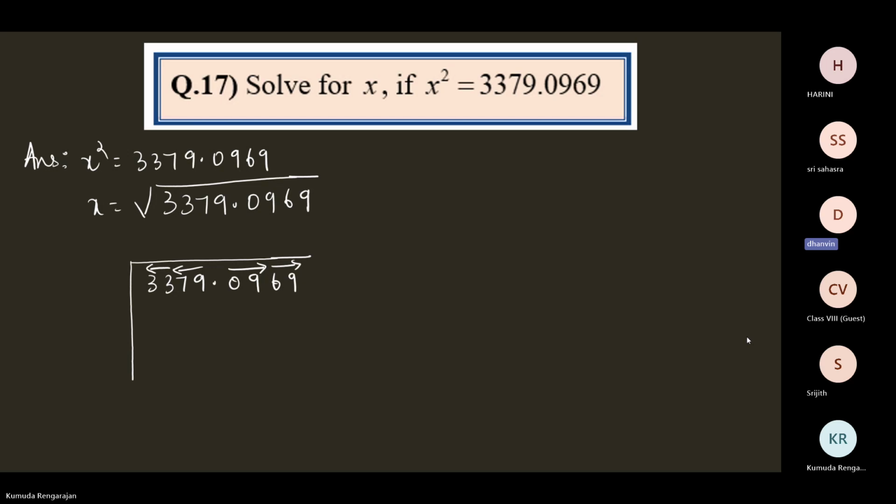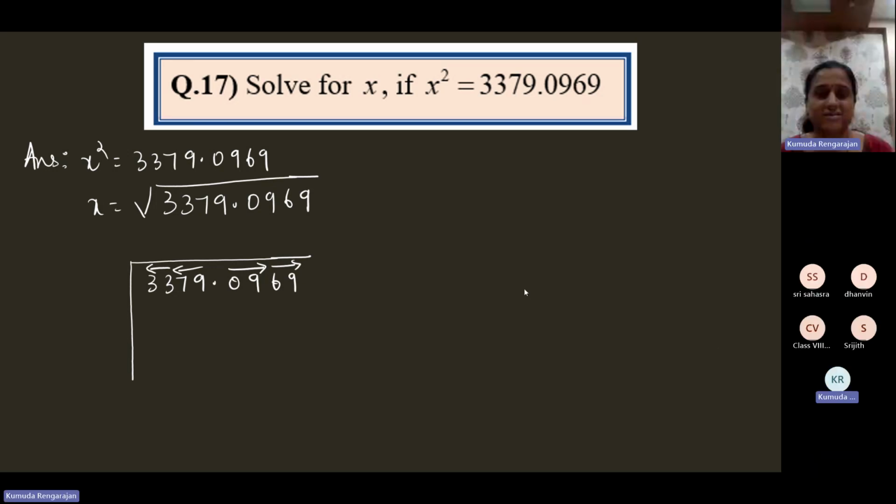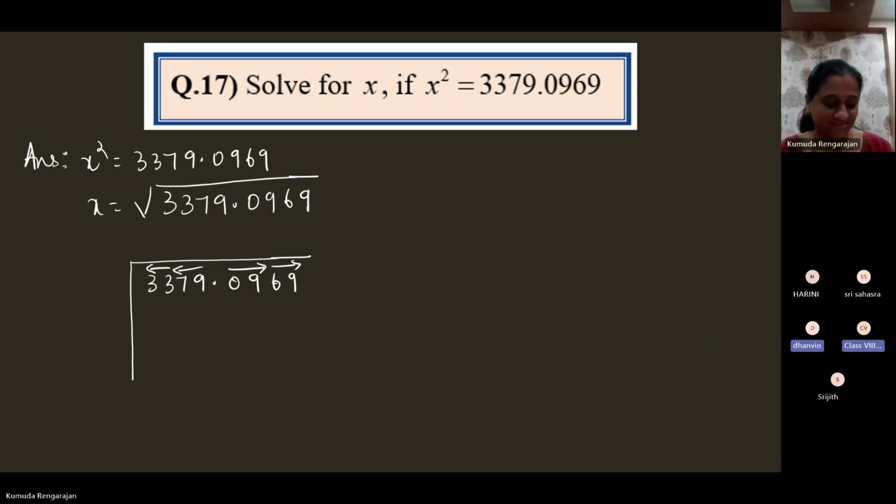Ma'am, I said 58.13. Perfect. Ma'am, same. 58.13. Yes, ma'am, same. 58.13. Ma'am, 58.13, yes, ma'am. Perfect. Correct.